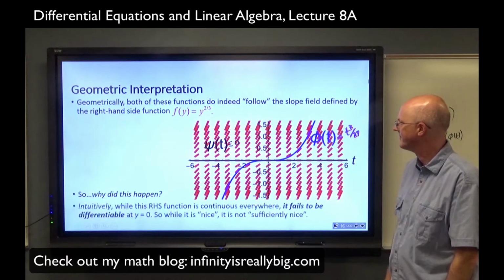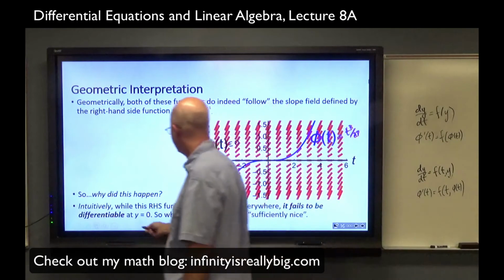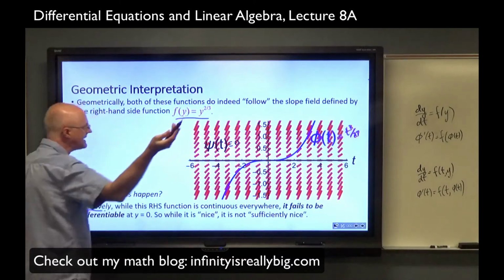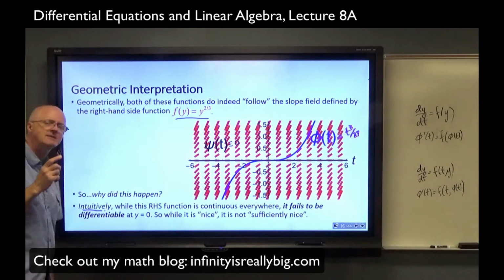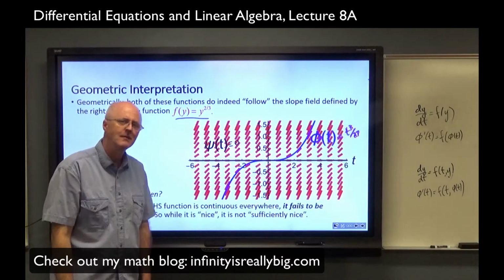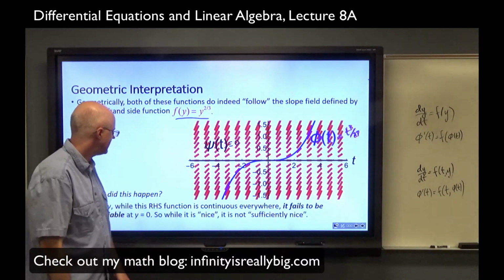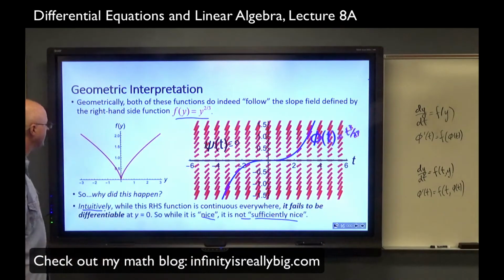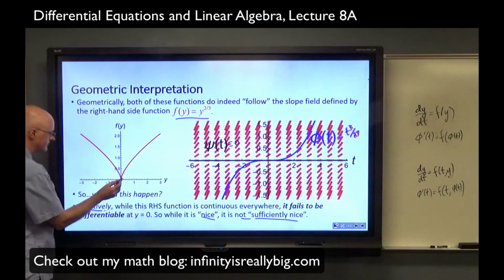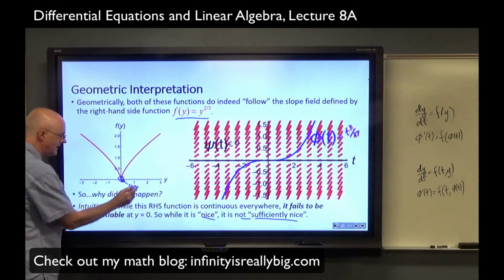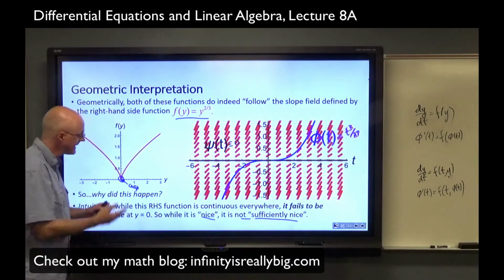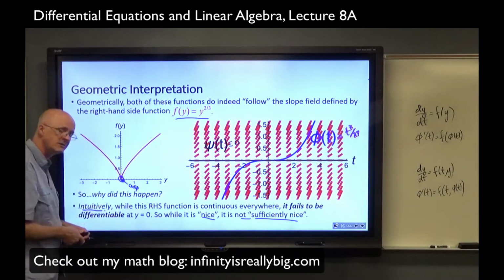Why did it happen? Again, intuitively, not a rigorous description here, while the right-hand side function is nice, it's continuous everywhere, it does fail to be differentiable at y equals 0. Maybe you knew that, maybe you didn't. So while it is nice, it is not sufficiently nice. Here's what its graph looks like. It's got a cusp right there, a corner, you might say. There's no tangent line at the origin for this graph. There's a tangent line everywhere else, but not at the origin.